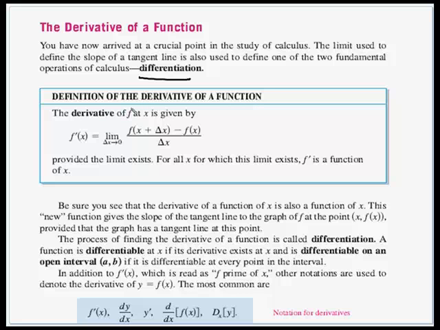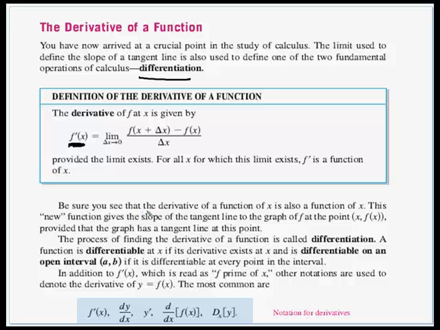The derivative of a function f at a given point x is given by, here's some new notation, f prime of x. We have this little apostrophe up here. f prime of x is the same as the limit as delta x approaches 0 of this difference quotient, f of x plus delta x minus f of x over delta x, provided that this limit exists. For all x for which this limit does exist, f prime is a function of x.